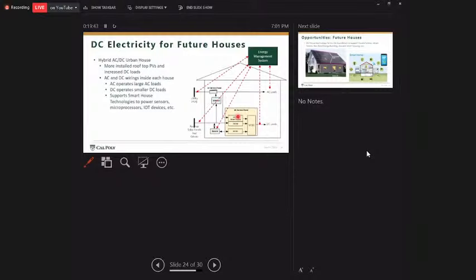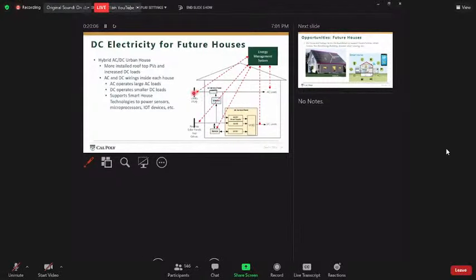Another example of how we can apply or implement DC house system is for future house. I would envision that in the future, residential houses will be running 2 different electricity, AC and DC. Again, why? Because of the increase in the number of DC loads. So you have 2 different paths, basically, right? You have AC from the utility or PLN, and you have DC from solar panels.